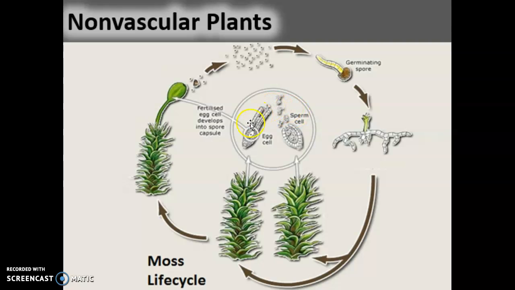Once that sperm cell swims over to the egg cell, that egg cell becomes fertilized and grows into this long stalk. At the tip of that stalk, you have this capsule that releases many more spores, and the cycle repeats itself.